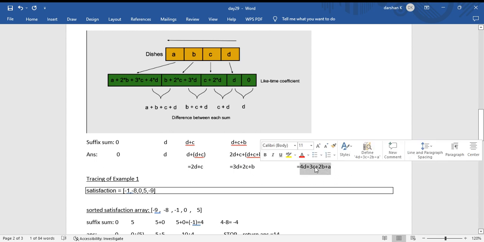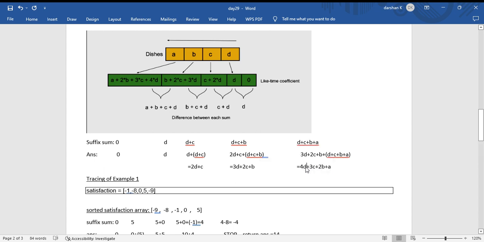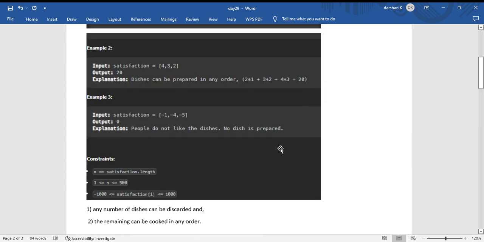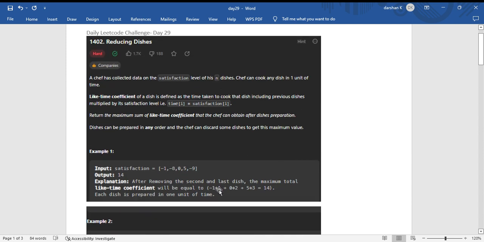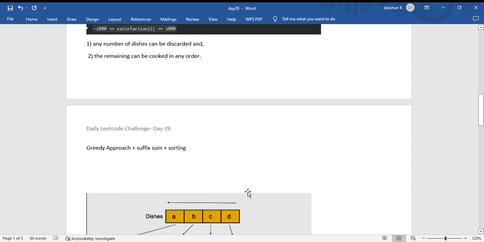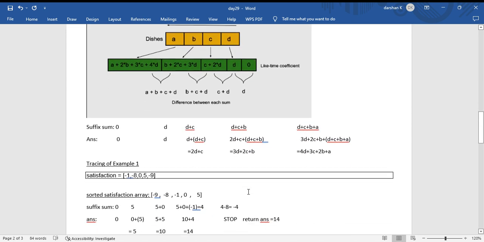A has index 1, B has index 2, C has index 3, and D has index 4. That's what the question is asking us, right? If you see the question once again, that is what they're doing. Minus 1 into 1, 0 into 2, 5 into 3, right? This is what they're doing. And now I will show you how to solve example 1 with this.